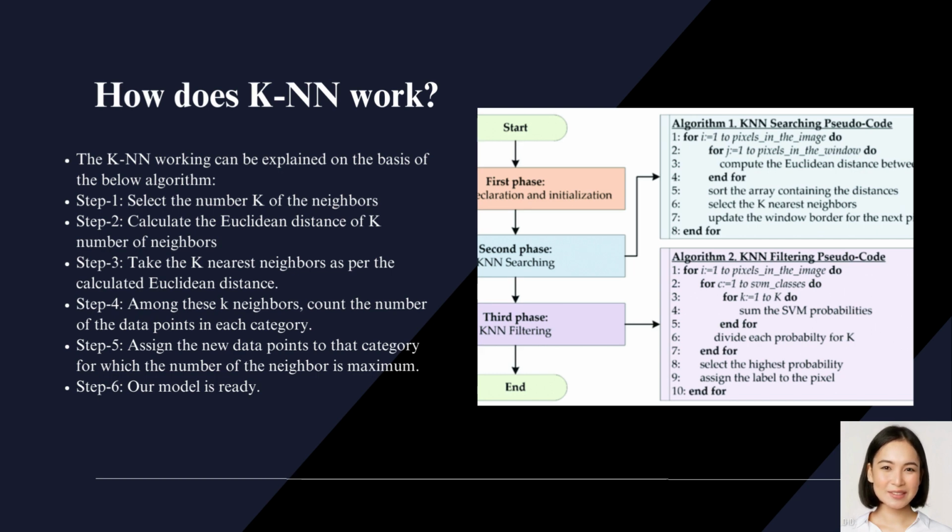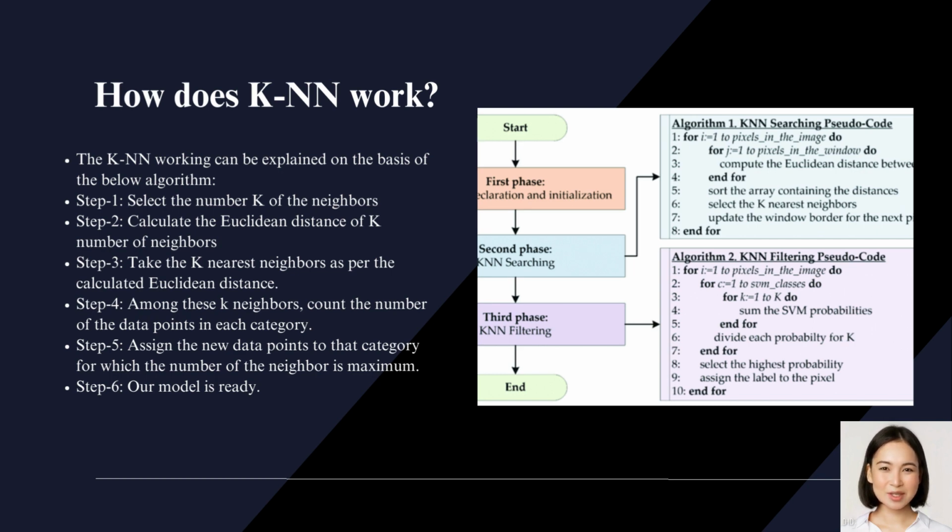3. Calculate distances. Compute the distance between the test data point and all the training data points using a distance metric like Euclidean distance or Manhattan distance. 4. Find K nearest neighbors. Select the K nearest data points based on the calculated distances. These data points will be considered for making predictions.